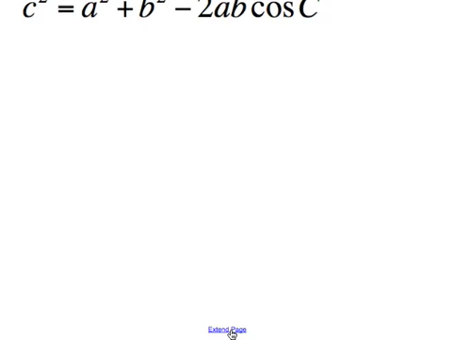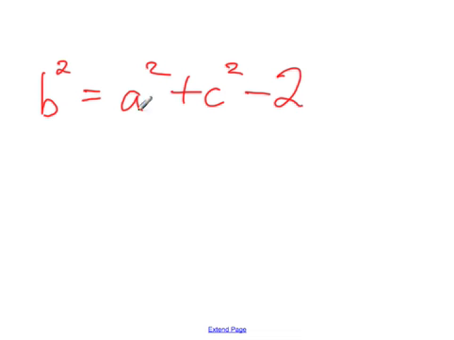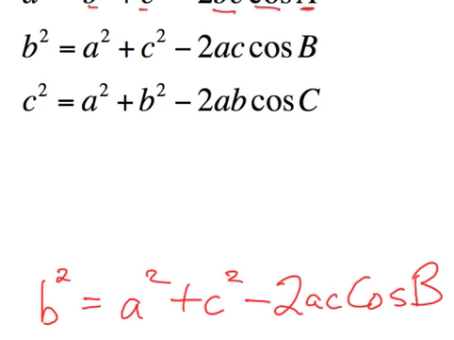However, your instructor probably will give you a formula sheet. But say I wanted the formula for b squared. It would be a squared plus c squared, that's the other two letters, minus 2, and I have to use these two letters again, 2 times a times c, times the cosine of whatever angle corresponds with that side. There's the formula that corresponds with b squared.